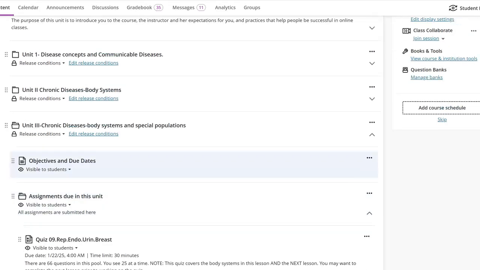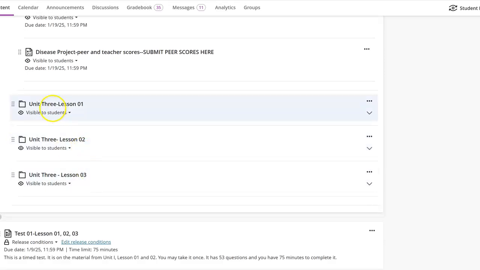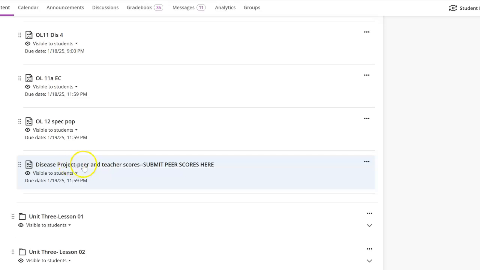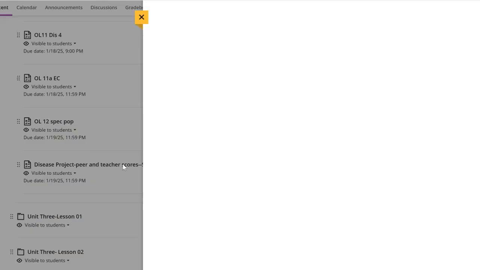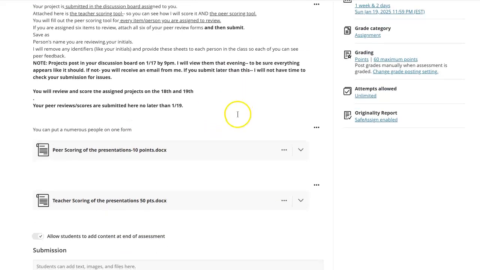So I want to show you where I am in the course. I'm in chronic disease unit 3, and then assignments due in this unit. And at the very bottom of that is the disease project, and it shows you the peer and teacher scoring tools. 10 points come from your peers, 50 points come from me.